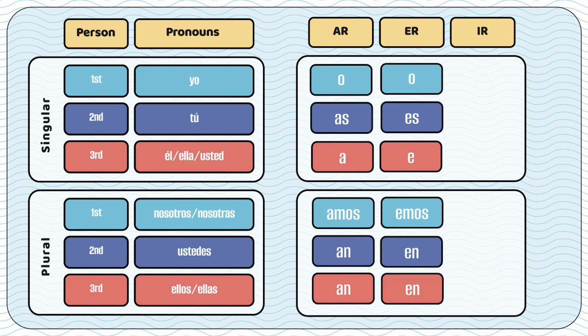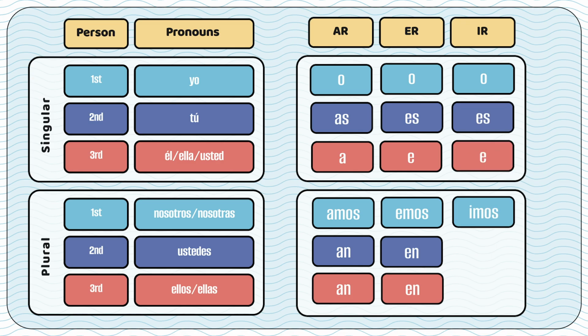And for IR ending verbs, we're going to use for yo, o. Tú, es. Él, ella, usted, e. Nosotros, imos. Ustedes, en. Ellos, ellas, en. I truly hope I'm not losing you right now, because this is where everything will start to make sense, I promise. Let's conjugate the verb comer.